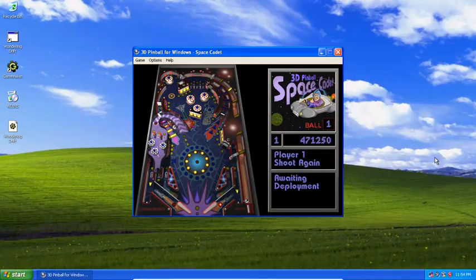Anyway, that was a throwback to 3D Pinball from Windows XP. Hope you guys enjoyed. It would be awesome to see if someone could get this game working on Windows 7, or, you know, in Wine to play on Unix. That would be pretty awesome. I would love to play this on my Unix computer without having to use a VM.